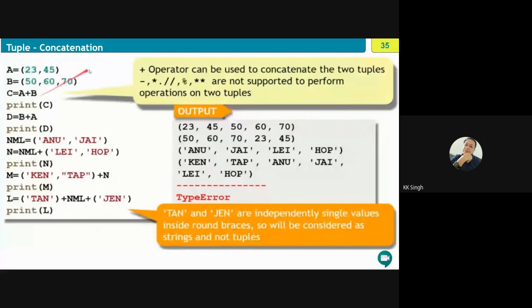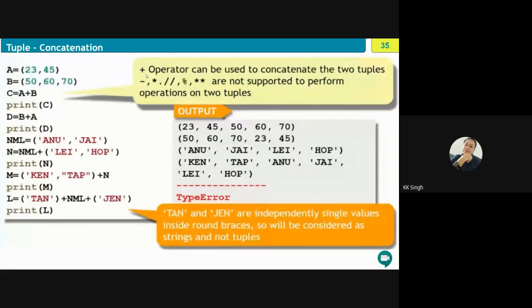See here, it is clearly written: the plus operator can be used to concatenate two tuples, whereas minus, multiplication, division, floor division, modulo, and exponentiation are not supported to perform operations on two tuples. Keep this in your mind and remember it well.